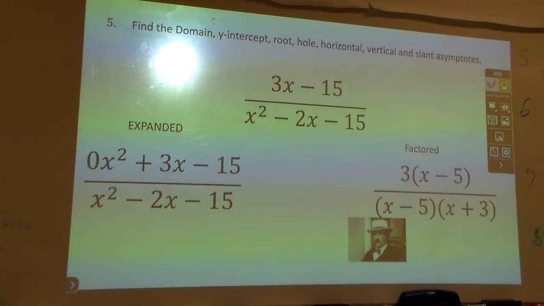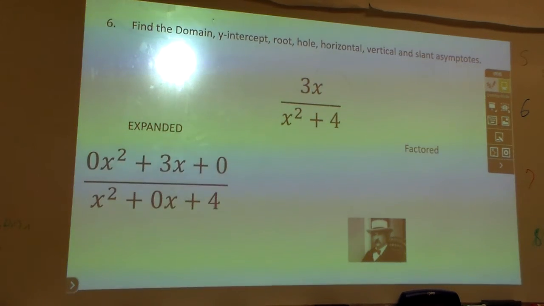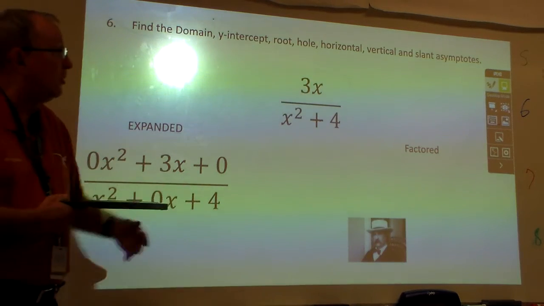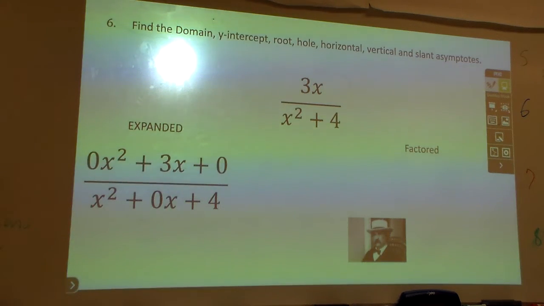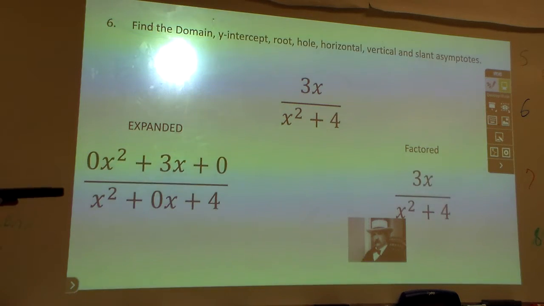And this one, to write expanded, I'm going to add my 0x squared and my 0. And I added a 0 in the middle. And this one will not factor. It's already factored, okay? It's already factored.